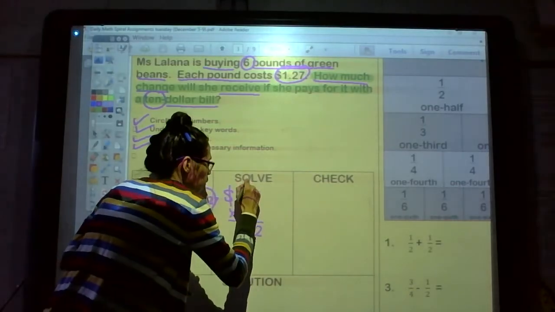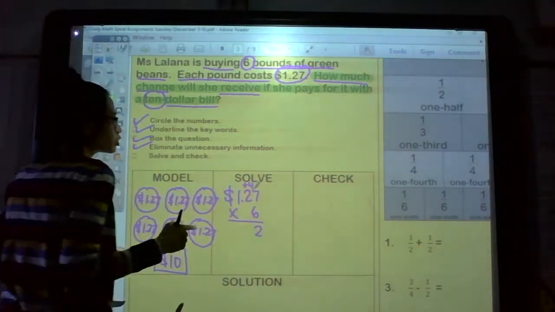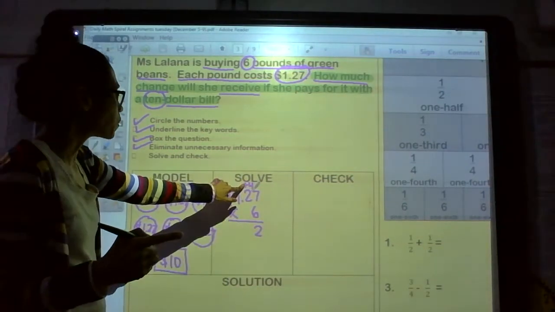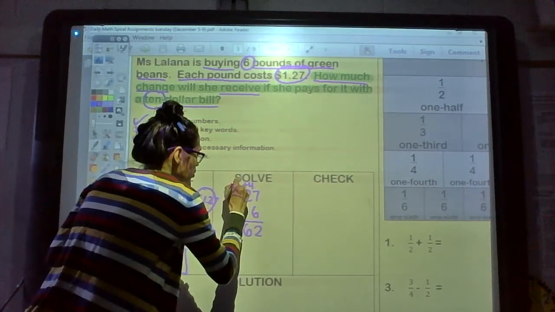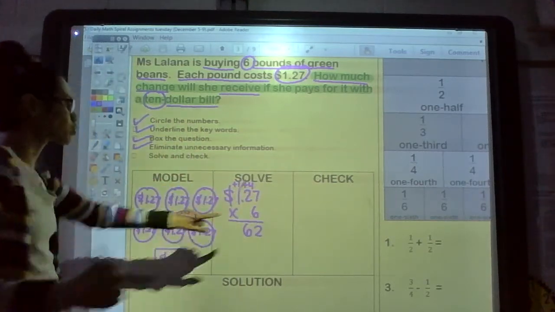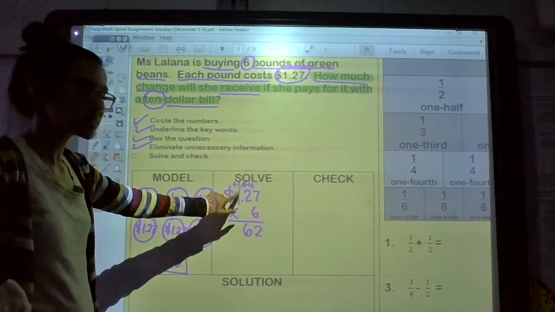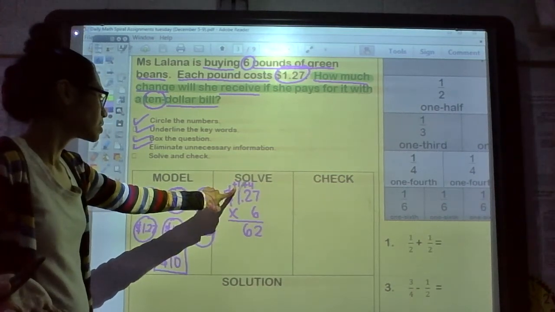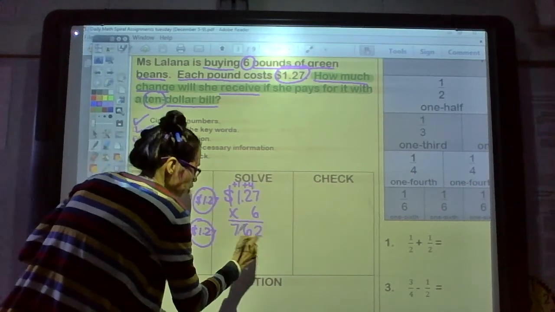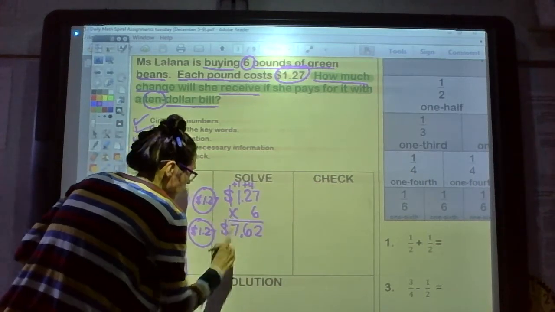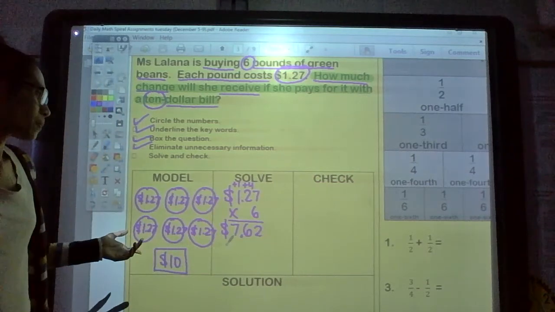Write the 2 plus 4 up top. 6 times 2 is 12 plus 4 is 16. Write the 6 plus 1, and then 6 times 1 is 6, plus 1 more is 7. And don't forget the decimal, move it, bloop, bloop, 1, 2, put it right there, $7.62. Now, we're not done.